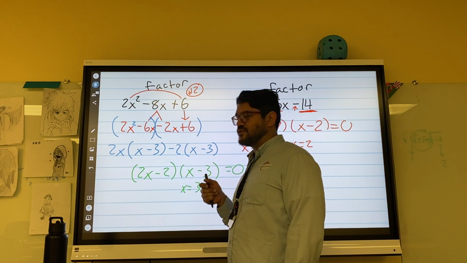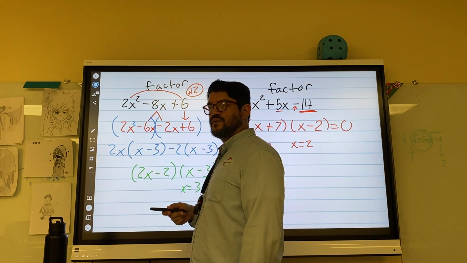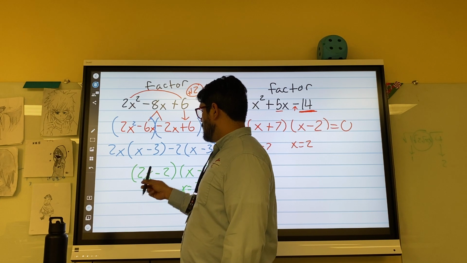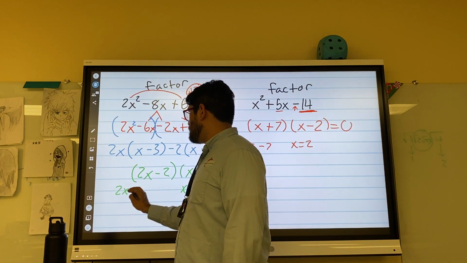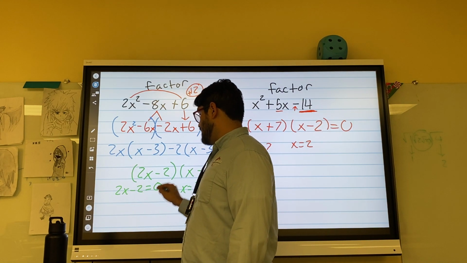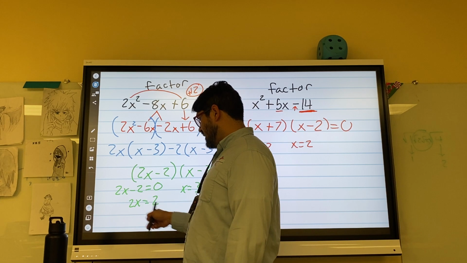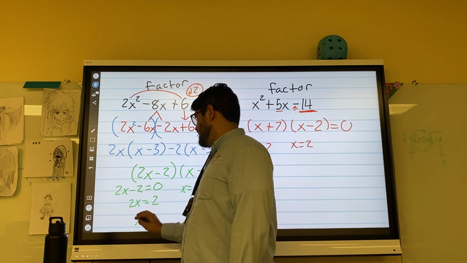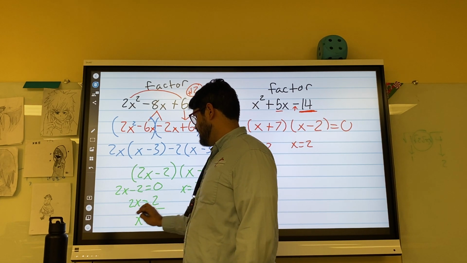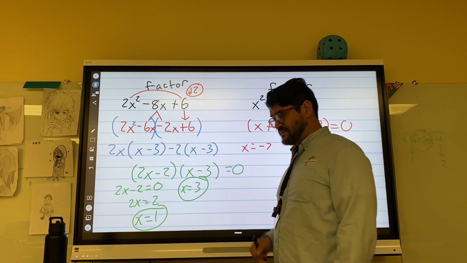What we're now doing is solving for 0. So x equals 3 solves for 0 here. What solves for 0 over here? Okay, well, when does 2x minus 2 equal 0? I add 2 to both sides. 2x equals 2. Divide by 2 on both sides. x equals 1. That's when it equals 0.